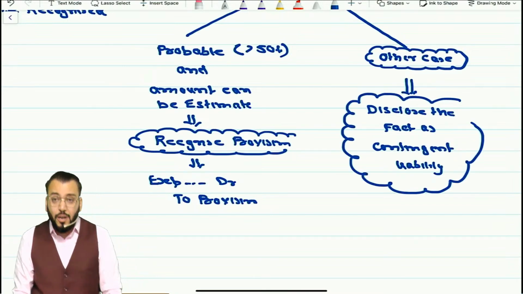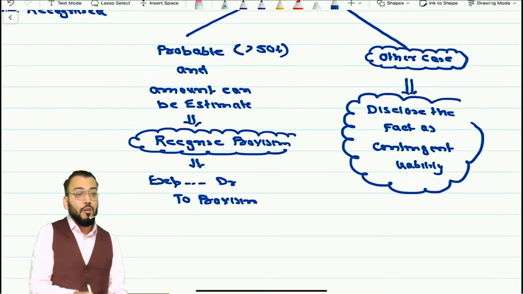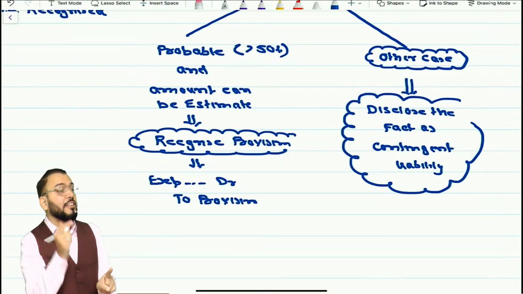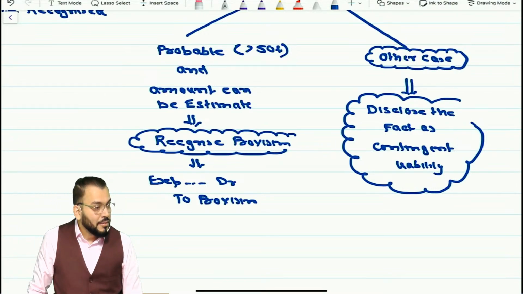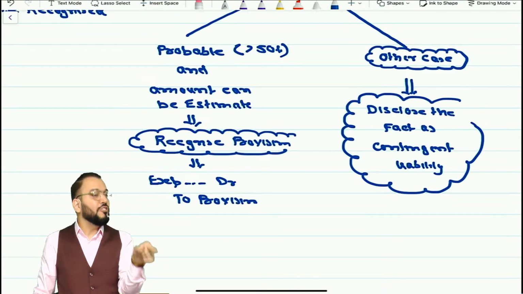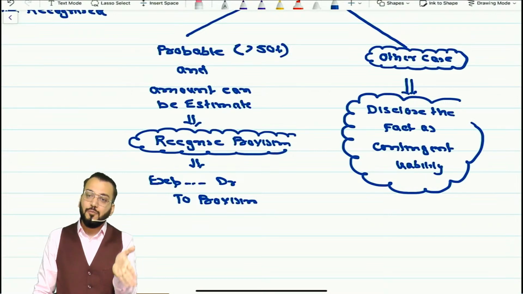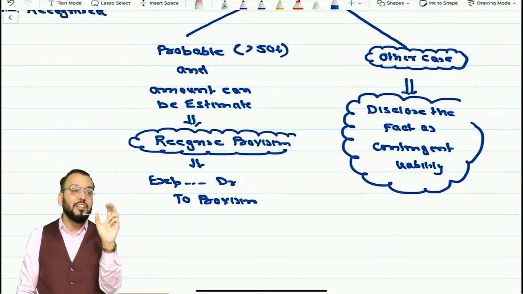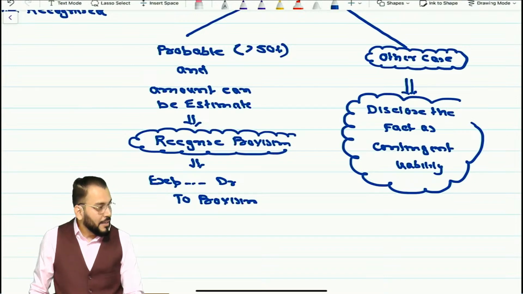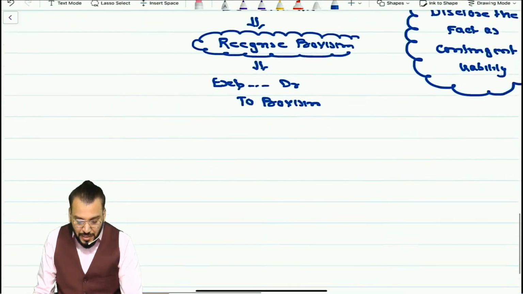But AS4 has not defined provision, contingent liabilities and contingent asset. Therefore, a new AS was created, AS29, to give the definition of provision, contingent liabilities and contingent asset. And therefore, we shifted from AS4 to what? AS29 for the particular contingencies part. Correct?